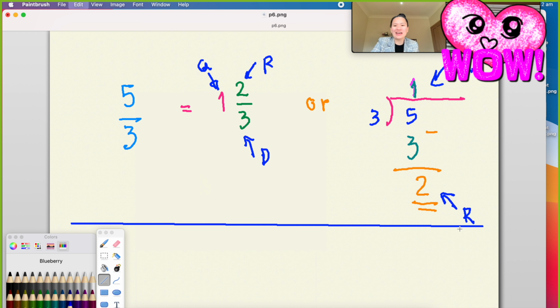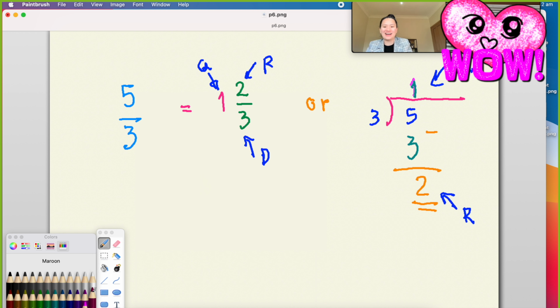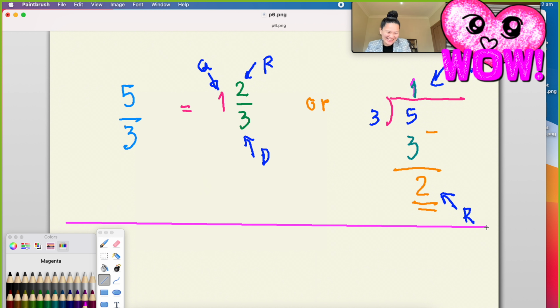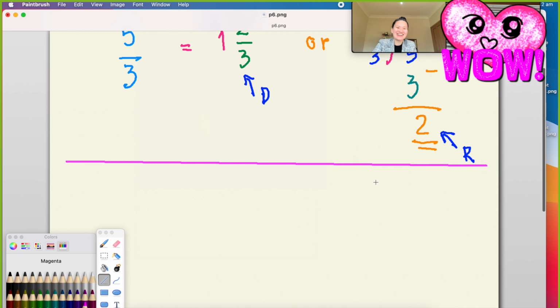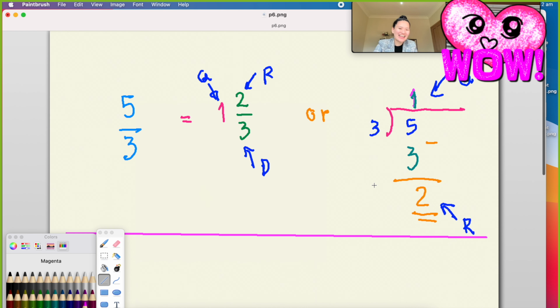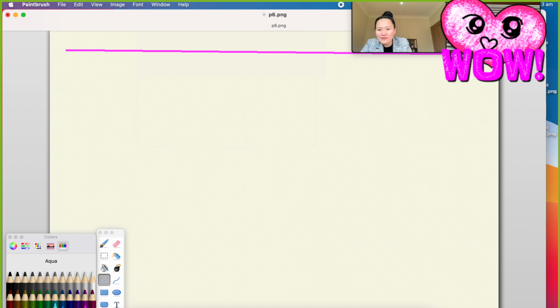Grace, tell me one of your favorite numbers. 9. Okay, and tell me another number that's greater than 9. 11. Okay, now you have the improper fraction 11 over 9. What are you going to do? Grace, help me. 11 divided by 9 equals?